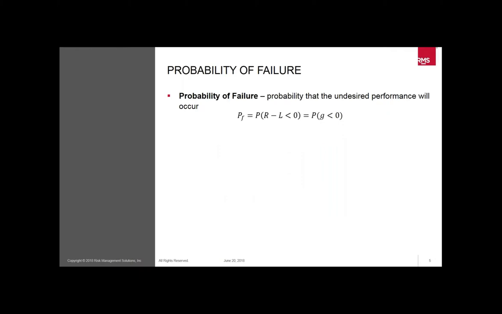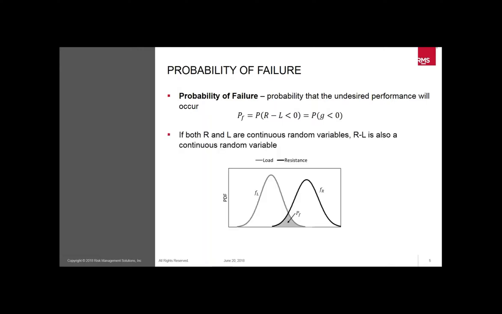Okay, and we can take that limit state and relate it to a probability of failure, right? The probability of failure is defined as the probability that the undesired performance will occur. So that's the probability that your load or demand is greater than your resistance or capacity, okay?